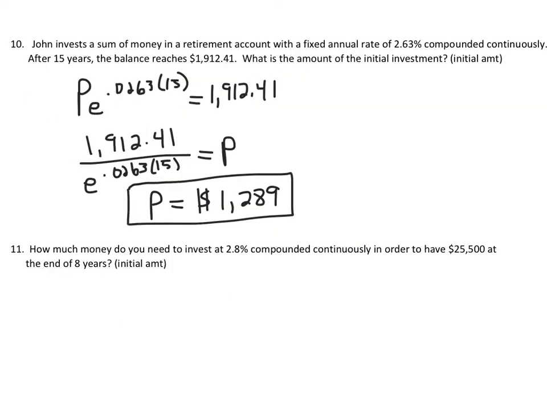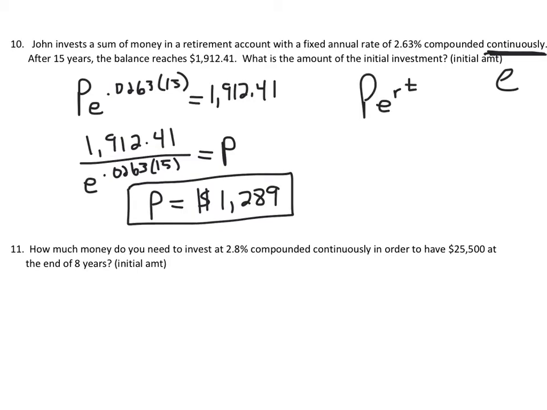All right, in problem 10, John invests a sum of money in a retirement account with a fixed annual rate of 2.63% compounded continuously. Now this is your clue right here, this word right here, continuously, that you're going to be using the number E, the natural number E. If you have to compound continuously, you're going to use the natural number E, which means you're going to use this formula.